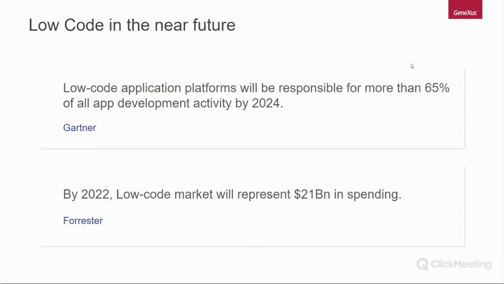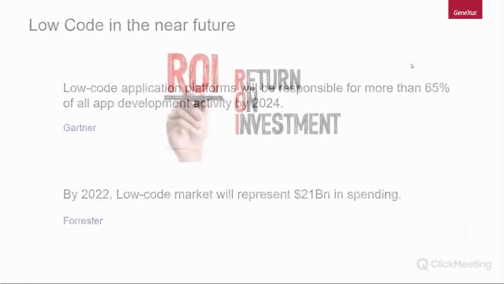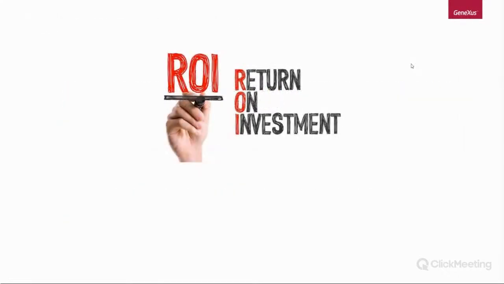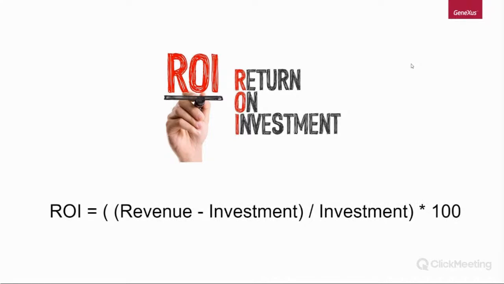Having talked about the concept of low-code, I would like to address now the other concept that we saw at the beginning of this webinar, which is the concept of ROI. Most of you may know what this concept means, but for those who don't, let me explain briefly. ROI stands for return on investment, and it's easily calculated with this formula.